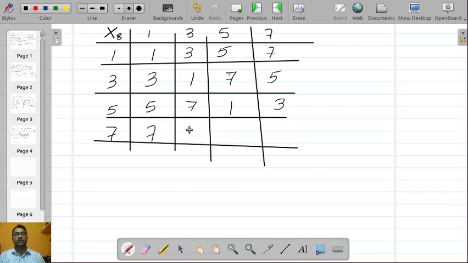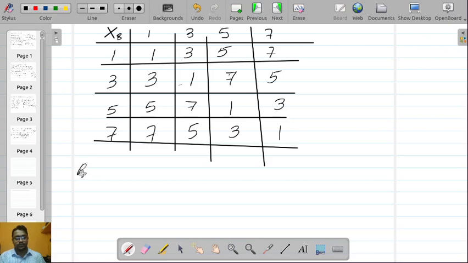7 times 3 is 21, if you divide by 8, it's 5. 7 times 5 is 35, it's 3, and 7 times 7 is 49. 49 if you divide by 8, the remainder is 1. Okay, so from the table you see that each product that we get is an element inside U8 only.